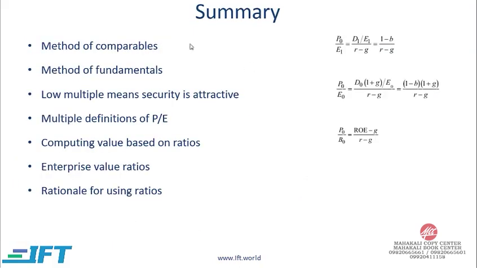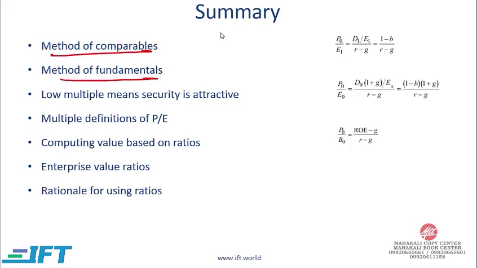All right, let us now summarize this reading, and it is challenging to summarize such a long reading. Rather than list every point, what I'll try and do is highlight what I think is most important. You need to understand the distinction between the method of comparables and the method of fundamentals. With the method of comparables, we are basing our analysis on the law of one price, where we say that the PE ratio or any other ratio of a stock should be the same as the PE ratio for other similar companies.